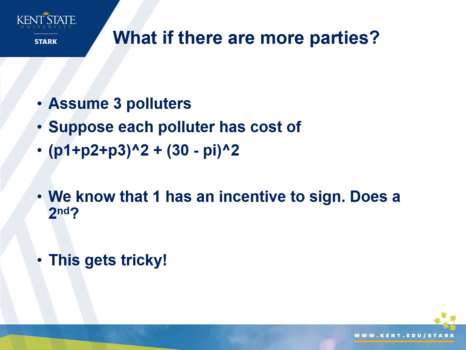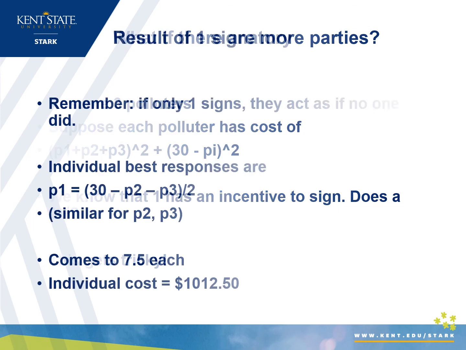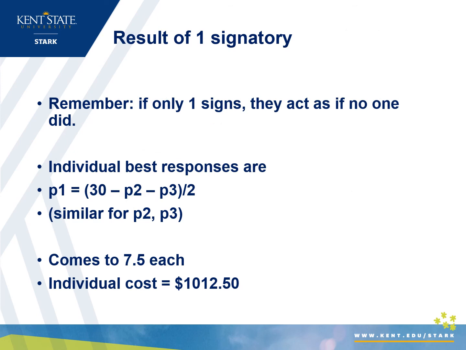So if one has already decided to sign, does it make sense for a second to sign? Now, I will say the logic here does get a little bit tricky, so do your best to follow along. First, the result of just one signatory. If only one person signs, then they all act really as if nobody did, because if I'm signing to do what's in my own best interest, I would do that anyway.